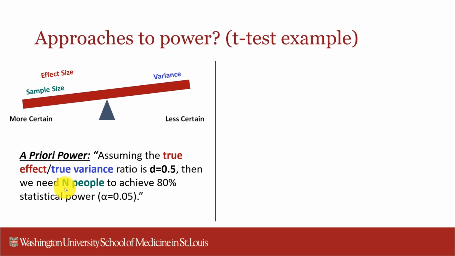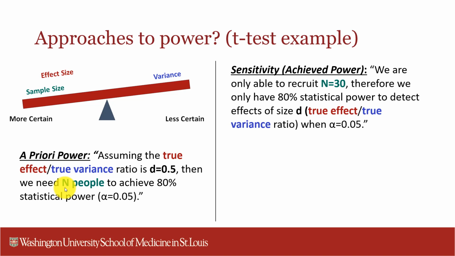So with an a priori power analysis, you're solving to find the n that you need when power is 80% or 90%. A complementary way of doing this, though, is to look at sensitivity, or what you might call achieved power. So if you say we're only able to recruit 30 people because maybe it's a very small population or it's a very cost-prohibitive intervention, you can then ask, what kind of effects did you have the power to detect? With a sensitivity analysis, you're fixing n and solving for the ratio of the true effect to the true variance. Given the sample size, what size of effect did you have the statistical power to detect, assuming a certain level of power and a certain level of alpha?